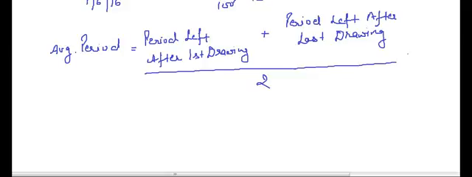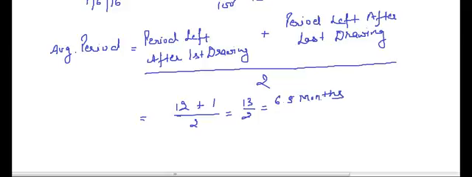So if I take this case, what will be the average period? What is the period left after the first drawing? The first drawing is on 1st of April 2016, so he is using this money for 12 months. And what is the period left after the last drawing? The last drawing will be on 1st of March because he is withdrawing on the 1st of every month. The period left after the last drawing is 1 month, because on 31st March we'll close the books. Divided by 2. This comes to 6.5 months.